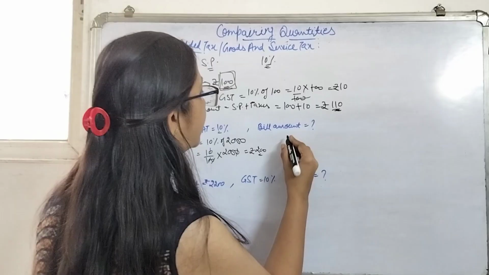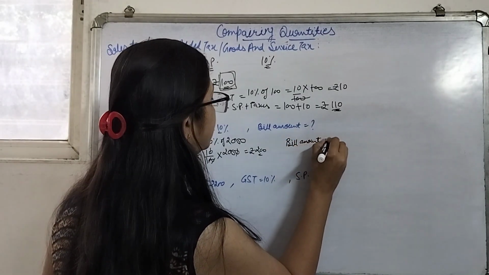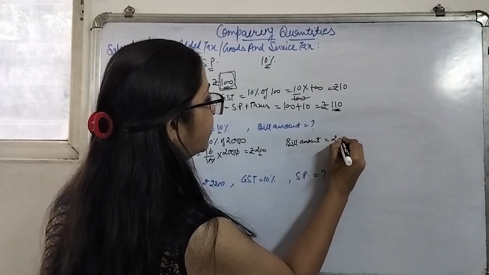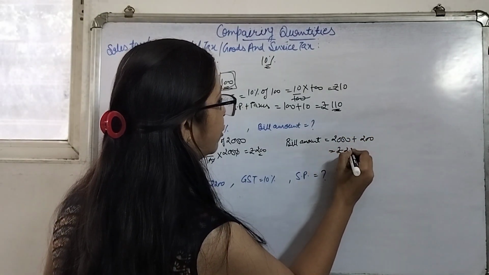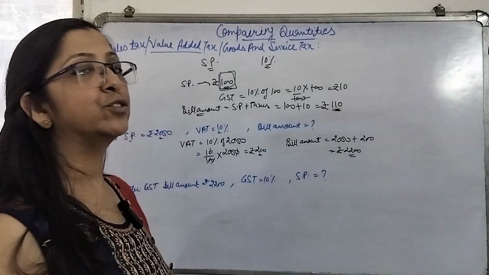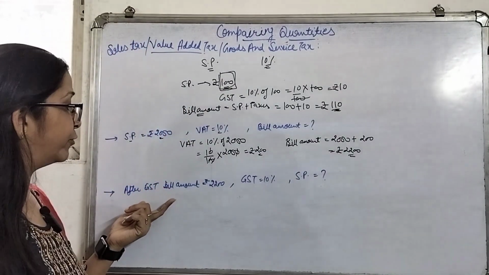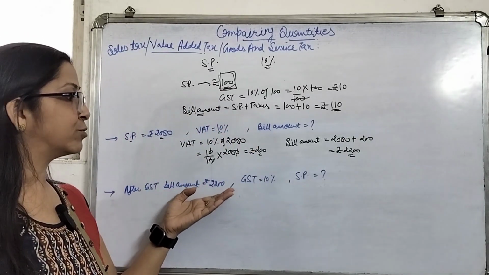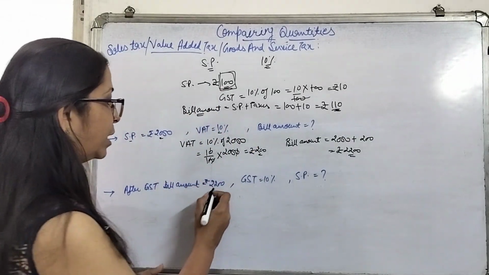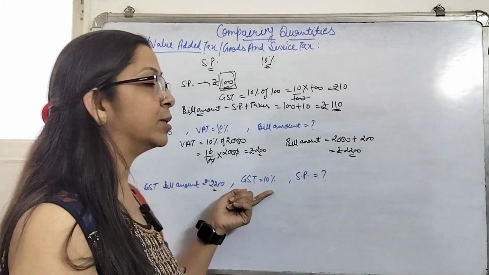That means your bill amount will be what we will be paying. That is your bill amount. It is your selling price plus your VAT. That is, rupees 2200 is the amount which we need to pay to the shopkeeper. Now, if after GST or after any of the taxes, your bill amount is 2200 rupees. This is the bill amount after GST is added. And GST is, suppose, 10%.